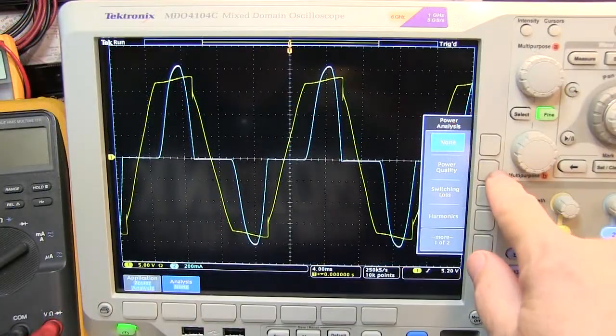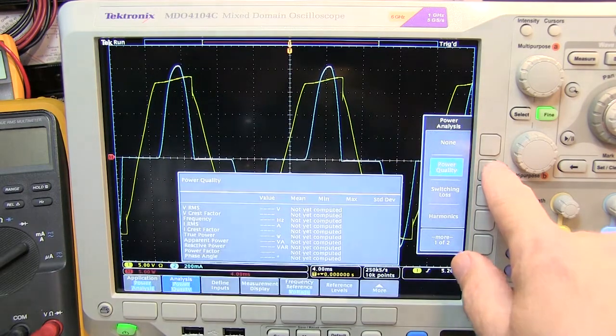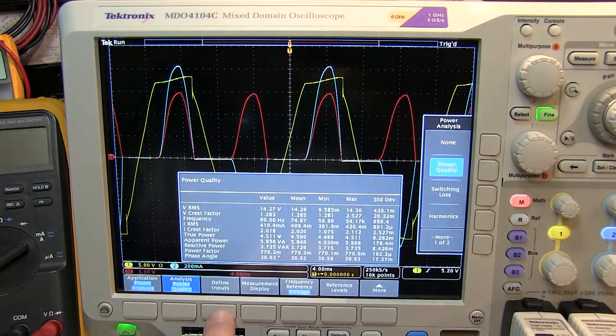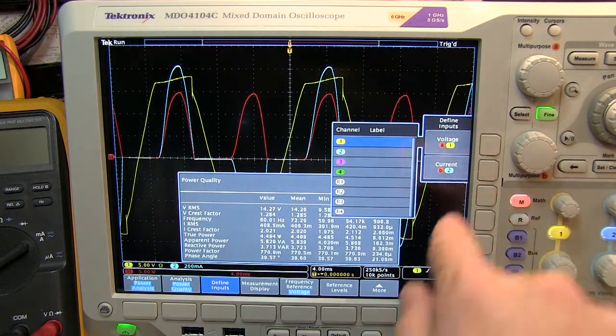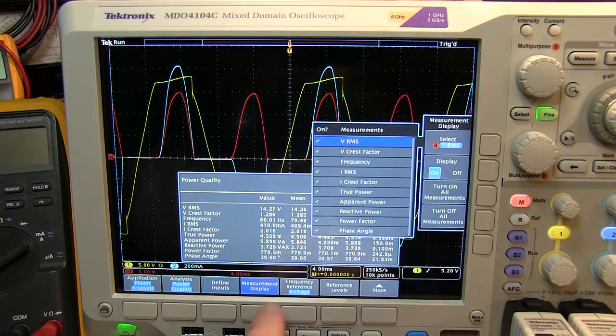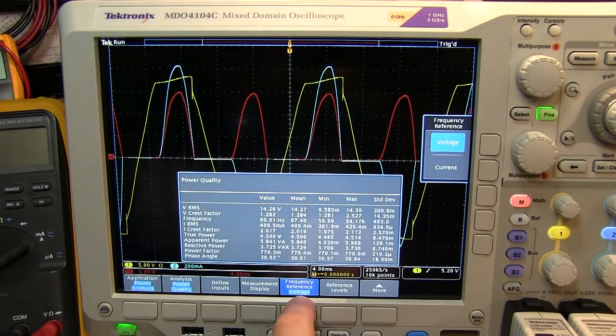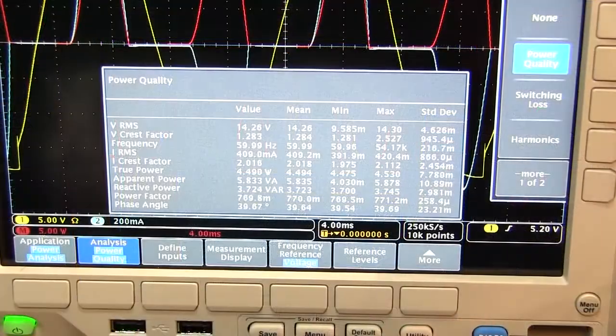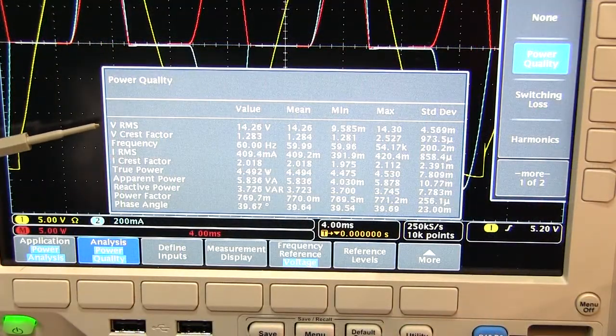The power quality function characterizes our system's power draw from the line. It's important to define the inputs of where the voltage and current are being applied. You can determine which measurements are displayed, and also select which input is being used as the frequency reference. The power quality results include the RMS value of the voltage and current, the crest factor for the voltage and current, including the true power and apparent power and power factor, and other parameters.